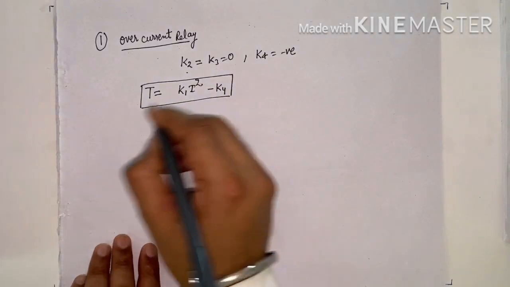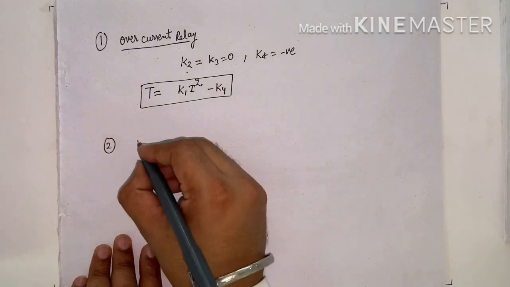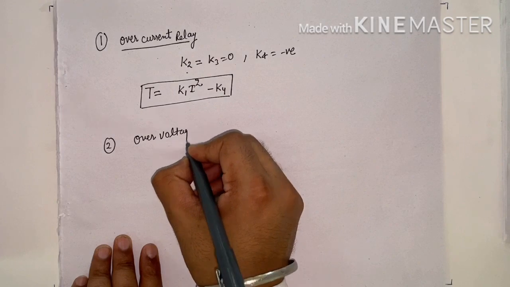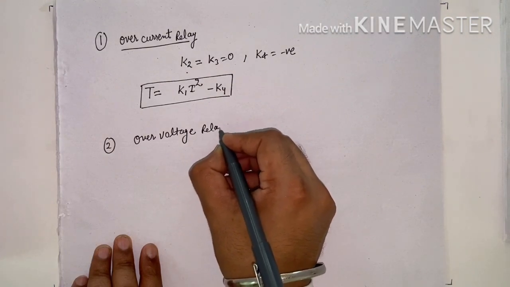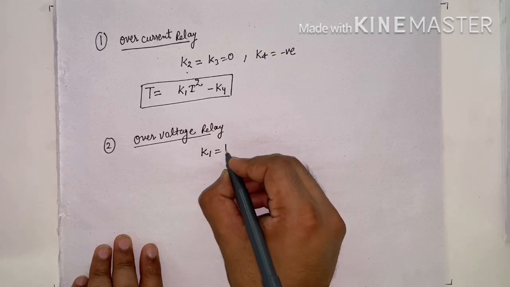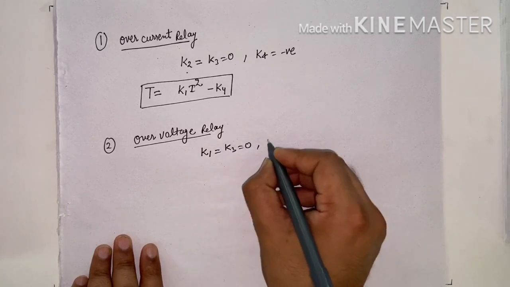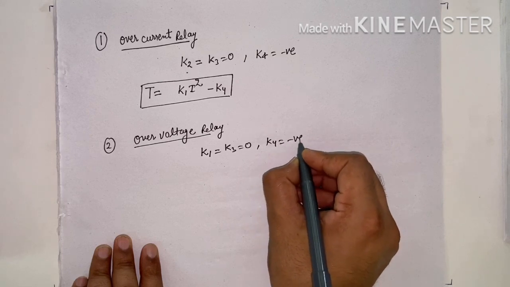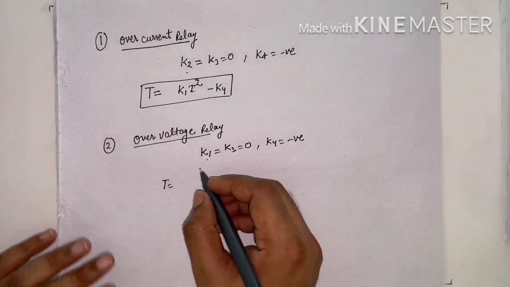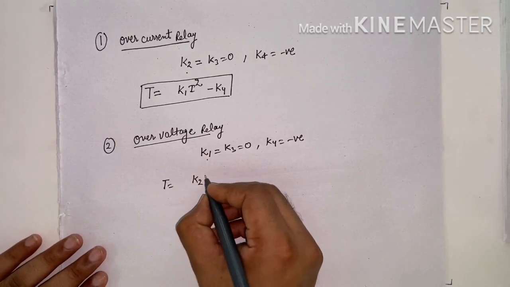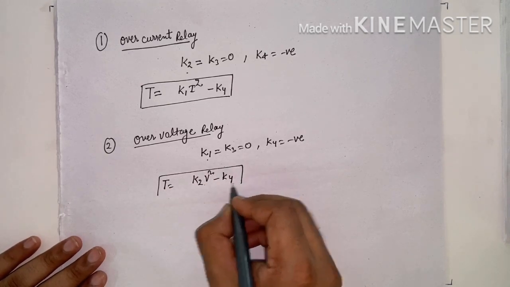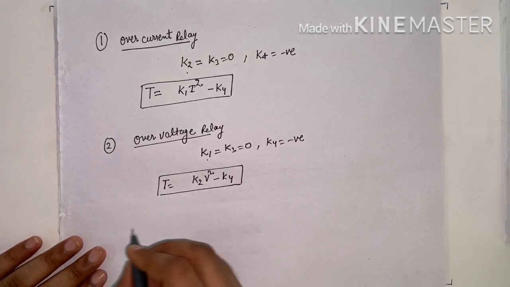Now we will see the case of the over voltage relay. K1 and K3 are 0 and K4 is negative. Then the torque equation: K1 is 0, so K1 into I square is 0. We will get K2 V square minus K4. So the torque equation is K2 V square minus K4.